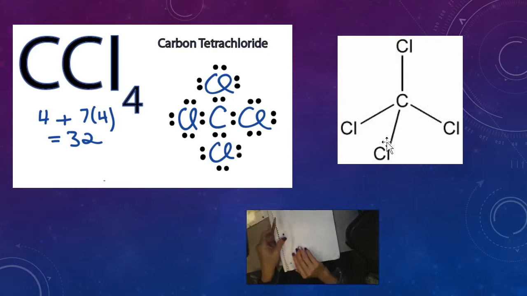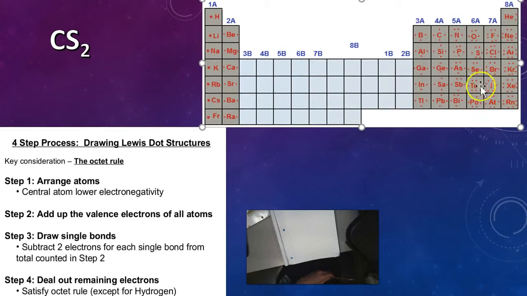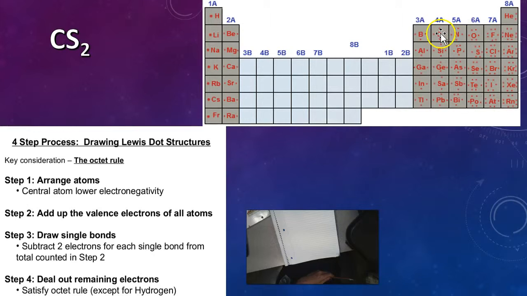Another sheet on my notebook ready. And our next one, we have carbon disulfide, CS2. Okay, so again, look at the periodic table here. Carbon's over here. Sulfur's closer, so carbon's in the middle. It's also kind of obvious when you have an S2, that's going to be on the outside versus the carbon, but just so you know. Okay, so let's draw this guy.